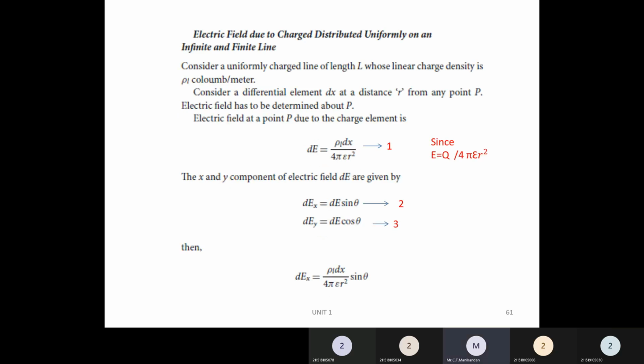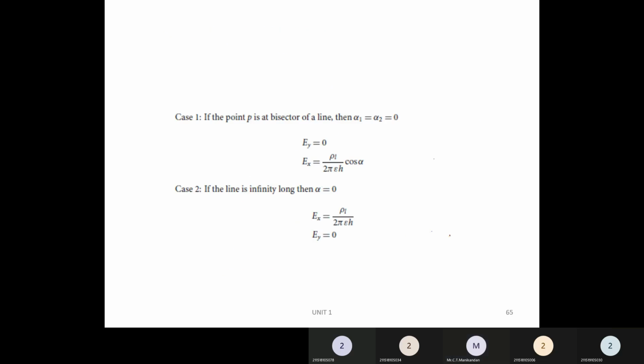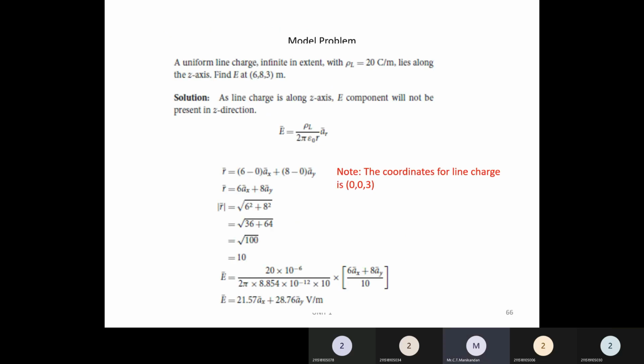Okay, so we can see a model problem relating to that. You can see this. A uniform line charge, infinite in extent, with rho L equal to 20 coulomb per meter. Okay, it is actually microcoulomb; there is a printing mistake. It is 20 microcoulomb per meter, which lies along the z axis. So we have to find the electric field at 6, 8, 3.